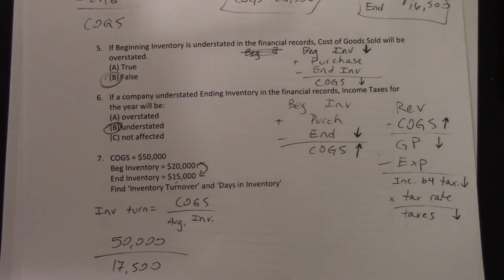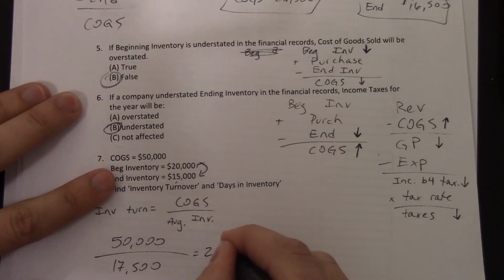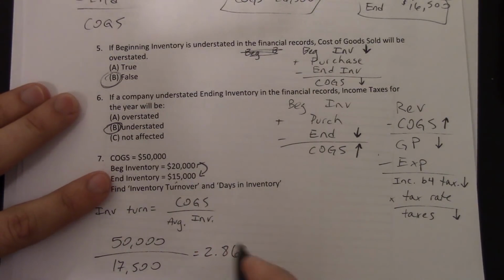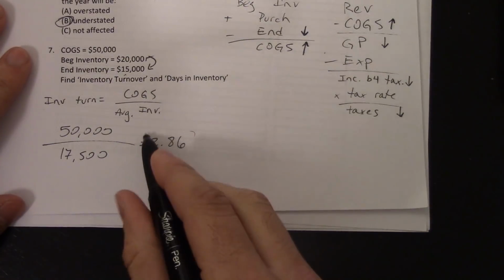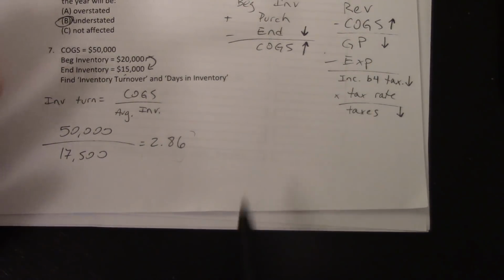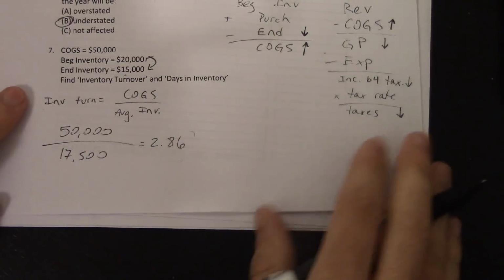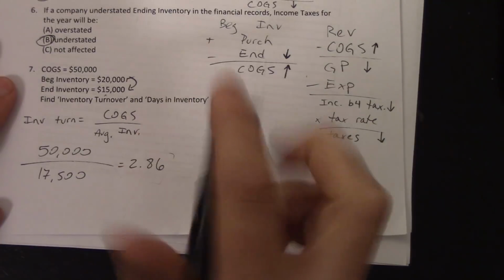There we go. Divide that out. You should get about 2.86 as our inventory turnover. That's the amount of times that inventory is turned over, or in other words, the amount of times a year that inventory is sold. It's kind of a confusing ratio, so to simplify this, we use days in inventory.